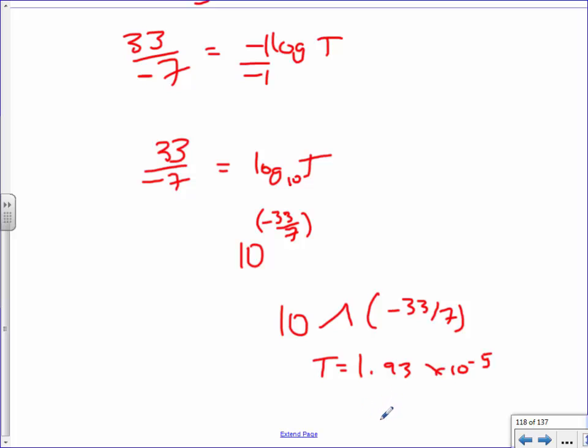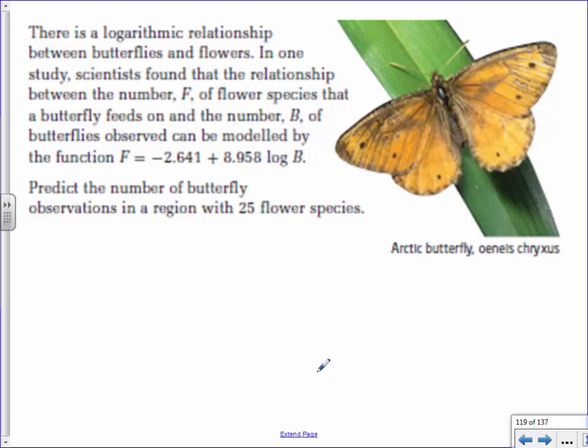That makes sense? Completely different question. But like, you need to have the skills to be able to work with logs. Here's another one. This one's about butterflies. Like I said, I don't know what you're going to get tested on. So apparently there's a relationship between butterflies and flowers. I didn't know this until I read this. Apparently the number of flowers that a butterfly feeds on is based on how many butterflies there are.